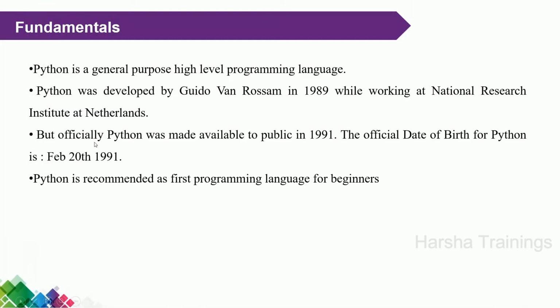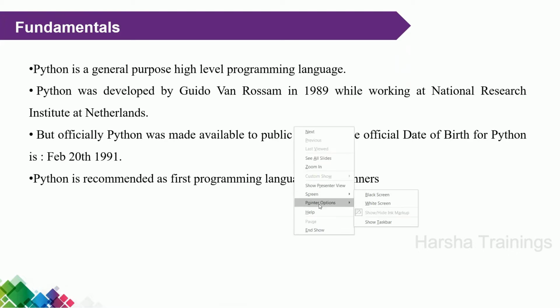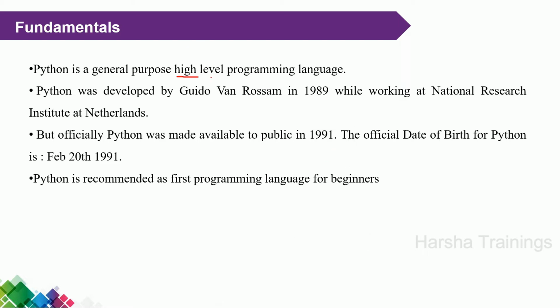Python is a general purpose, high level programming language. What do you mean by high level language? Simply, we have three types: machine level, assembly level, and high level. Machine level means the language that is understandable by the computer, that is in the form of zeros and ones. And high level means the language that is understandable by the user, that is, the developers, the programmers. Now, Python is a high level programming language.